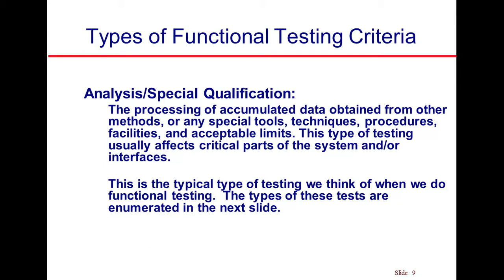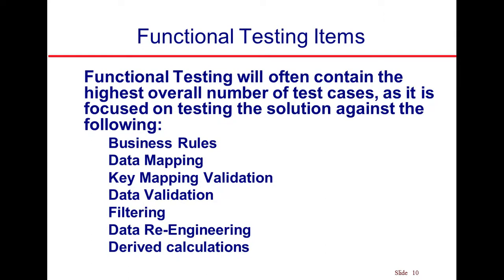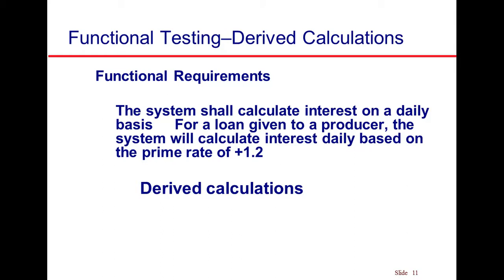Okay, so the types of these tests are enumerated in the next slide, and these are business rules, data mapping, key mapping validation, data validation, filtering, data re-engineering, derived calculations. So these are all the functional testing items. Now come to the functional testing derived calculations. In this, first of all, functional requirement. Functional requirements means the system shall calculate interest on a daily basis. For a loan given to a producer, the system will calculate interest daily based on the primary rate plus 1.2. Okay, these are the derived calculations.